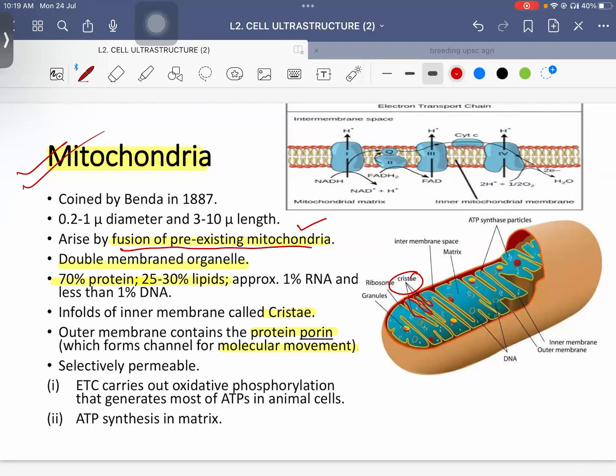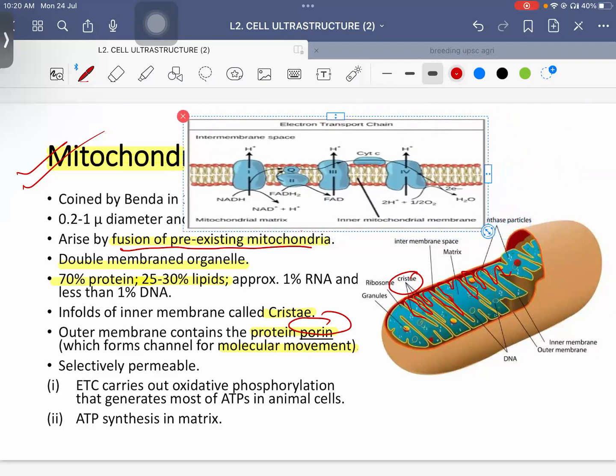These are the internal ones, called the cristae. The inner membranes form the cristae. The outer membrane contains the protein porin, which is involved in molecular movement. See here, this is one of the most important functions, cristae. Granules are there, then ribosomes, the matrix inside, and DNA. Here you can see the DNA molecules, the inner and outer membrane, all these things are there.